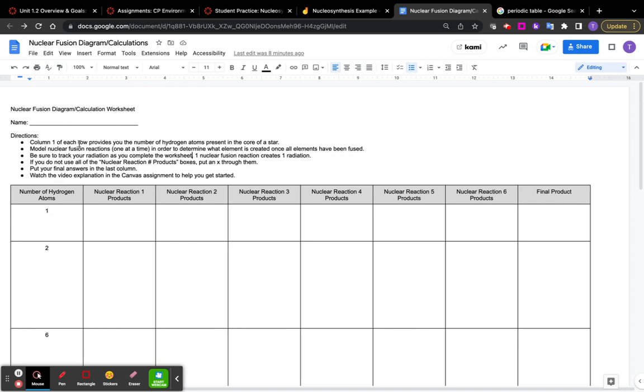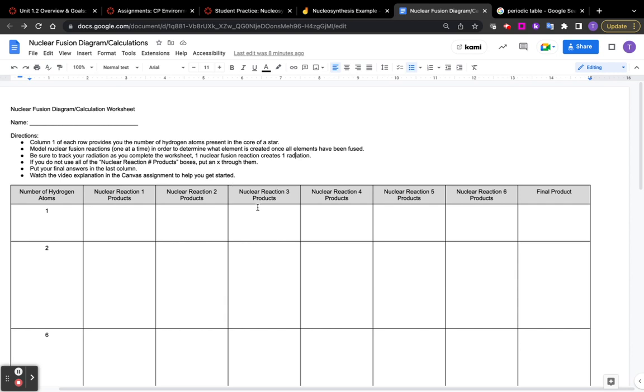And what you're going to do is model nuclear fusion reactions. You have to do it one at a time. Don't try to speed the process up. Do it one at a time, because if you don't, you're going to miss how much radiation is produced. Now remember, do one reaction at a time, and for each reaction, one nuclear fusion reaction creates one radiation. We could say one wave of radiation. We're just simplifying it here, okay?